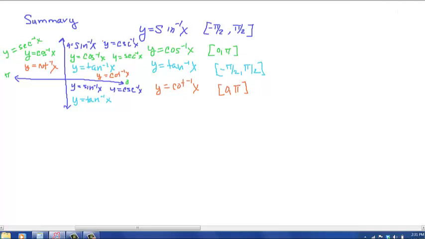All right, so let's do some examples and see if we can't make sense out of all of this. So kind of back to what we started with in the beginning of the first video. If we're asked to find an exact value, and we're going to find an exact value of sine inverse of negative 1/2.